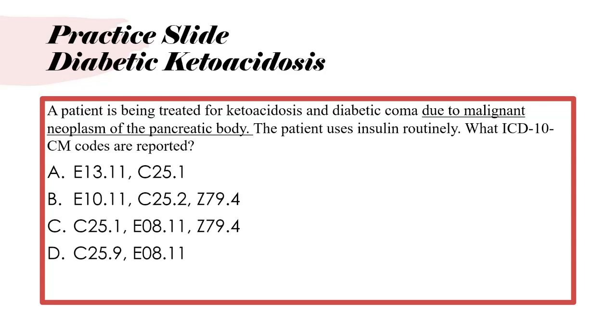diabetes would be not really type 1 or type 2, but diabetes because they have an underlying problem, an underlying condition. Okay. So this patient is not going to be a type 1 or a type 2. This patient has diabetes because they have a problem that causes the diabetes. Okay. And also, this patient does take insulin routinely. That can also be reported.